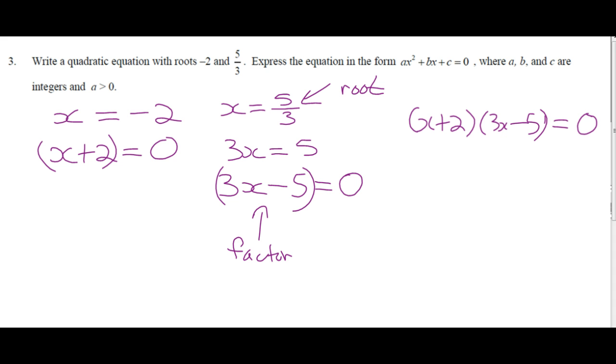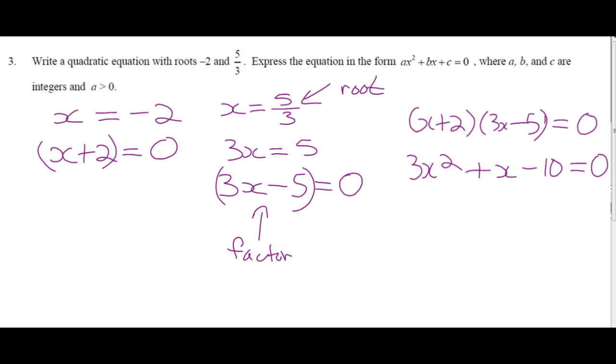What am I going to do with this? FOIL it out. So this is 3x squared. This is minus 5 plus 6, which is plus 1x. This is minus 10, and this is 0. This is a positive x squared. These are all integers. This is the general form equation.